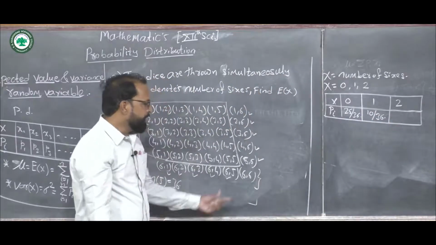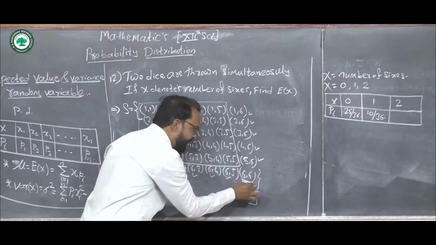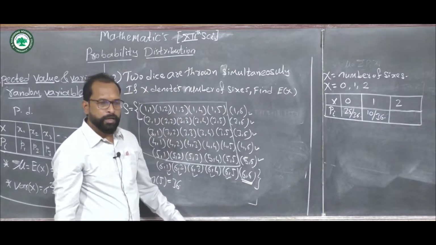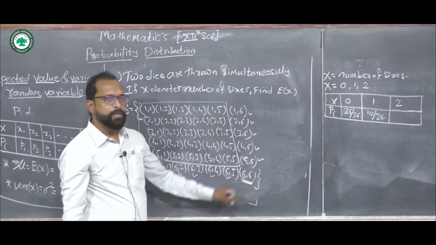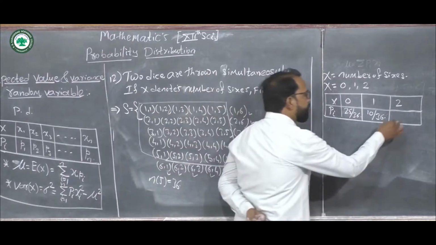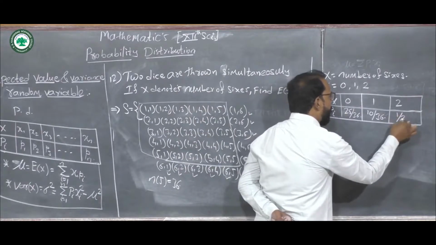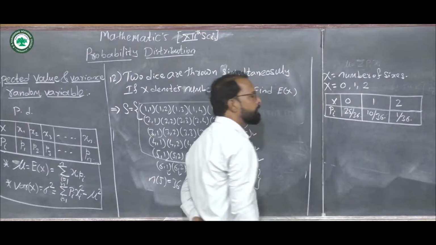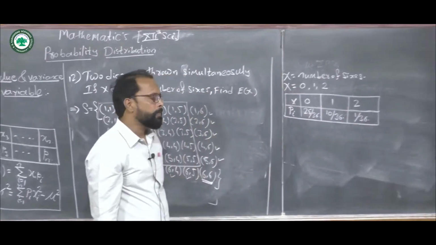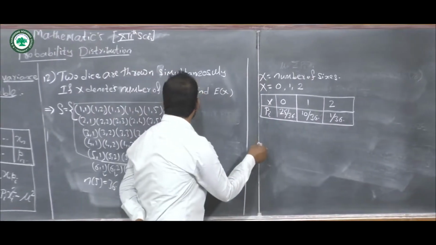And lastly, there exists only one element in which two sixes appear. So for x equals 2, the probability is 1 upon 36. Now this is the probability distribution. Now we have to find the expected value.